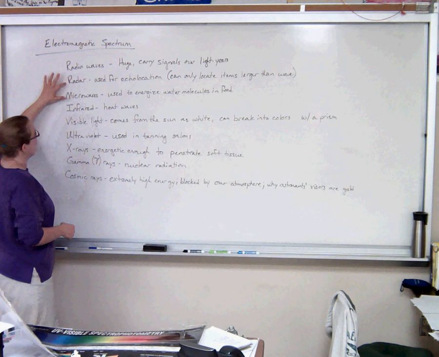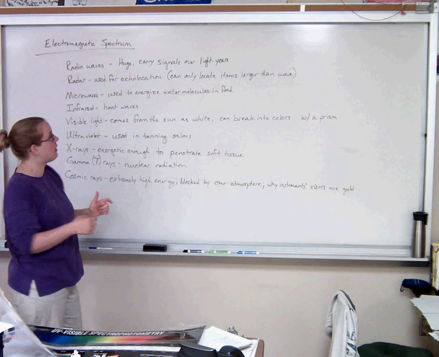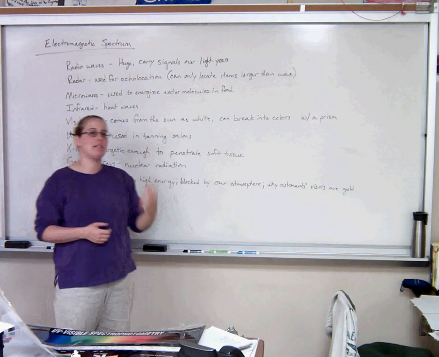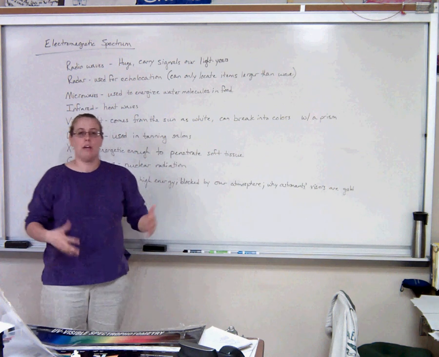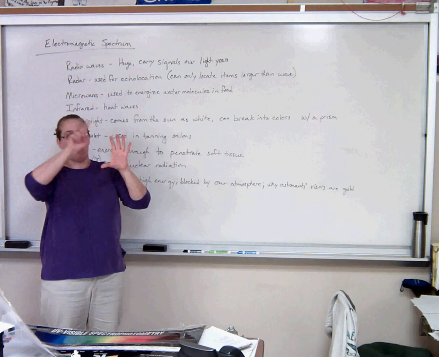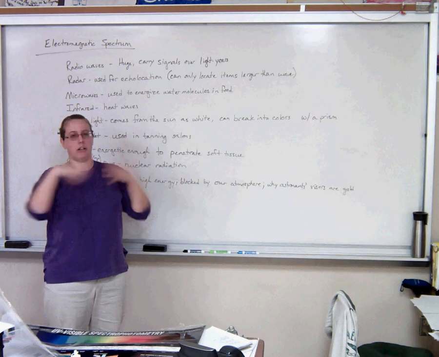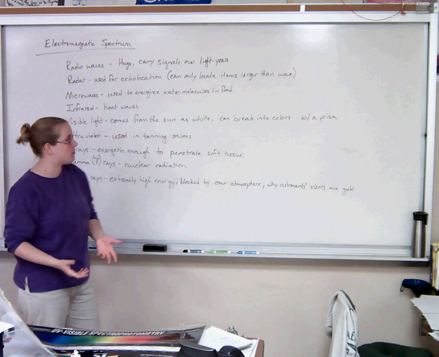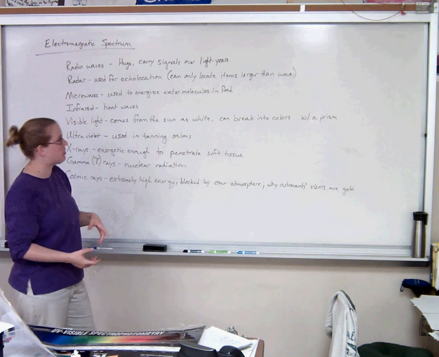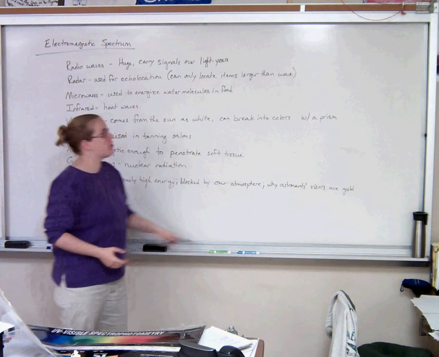Radar waves are a little bit shorter than that. They are used for echolocation, like bats and dolphins, and then we've also used them for ours, when you have that screen and the thing going around and goes beep, beep, and it's trying to find something. That's echolocation. In order to use echolocation, your object has to be larger than the wave.